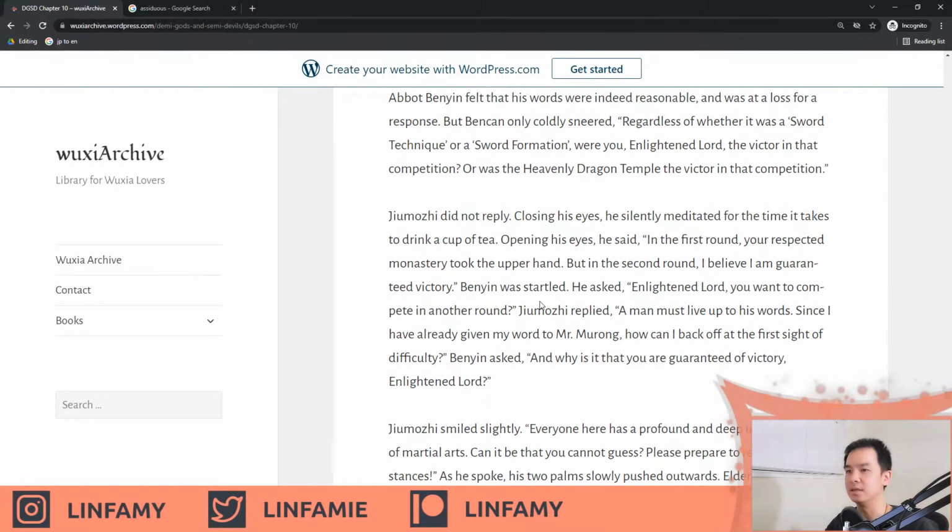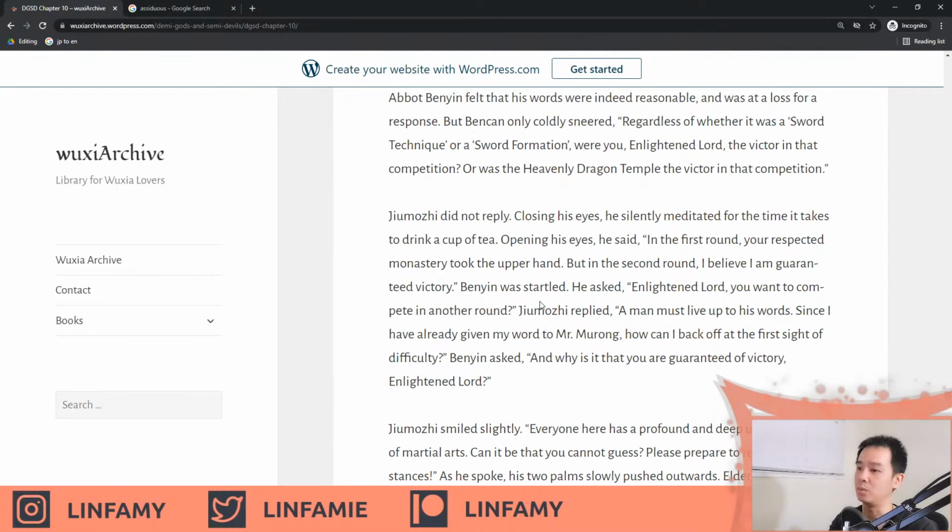Opening his eyes, he said, In the first round, your respected monastery took the upper hand, but in the second round, I believe I am guaranteed victory. Bunyin was startled. He asked, Enlightened lord, you want to compete in another round? Jiumozi replied, A man must live up to his words.